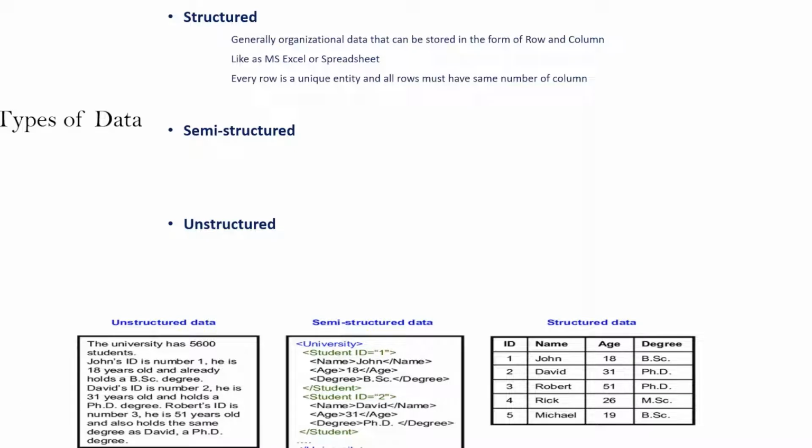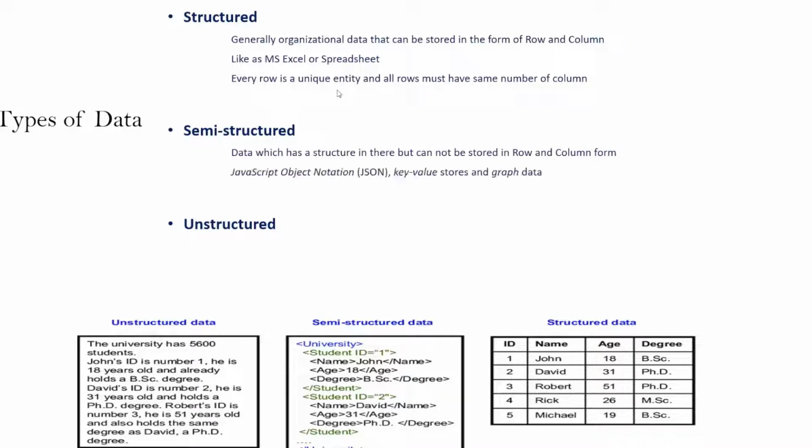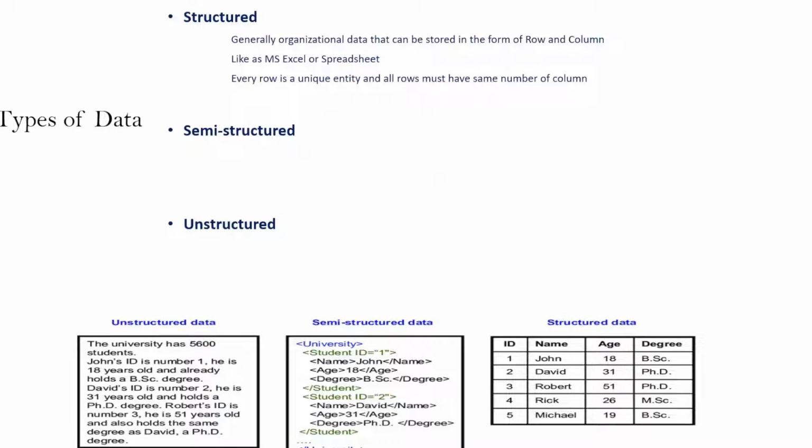But in Excel, when you are creating data, you can create it as you wish. But to call it structured data, there should be some rules. Every row is a unique entity, and all rows must have the same number of columns. In this example you can see 5 rows, and every single row is presenting a new entity.